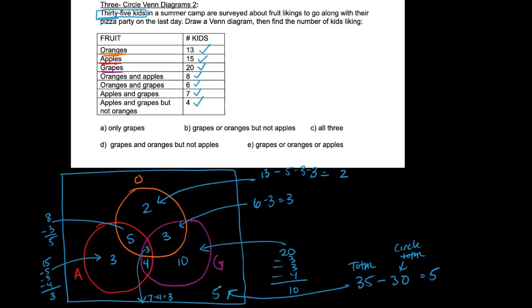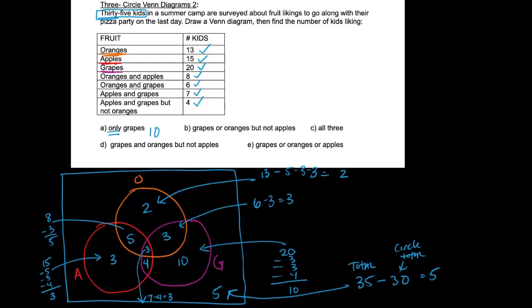So part A said, how many kids like only grapes? Well, only grapes is going to be these 10 students or 10 kids right here, because that's the only number that's not a part of the orange or apple circle. So only means don't include anybody who likes oranges or apples. So this one is going to be 10.